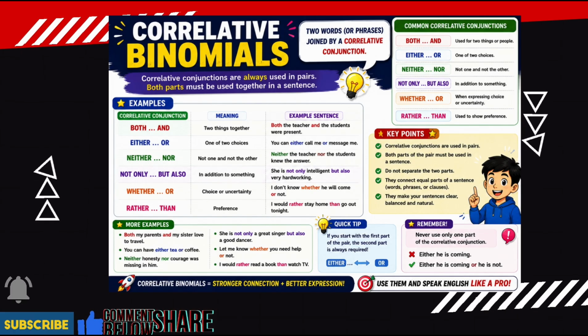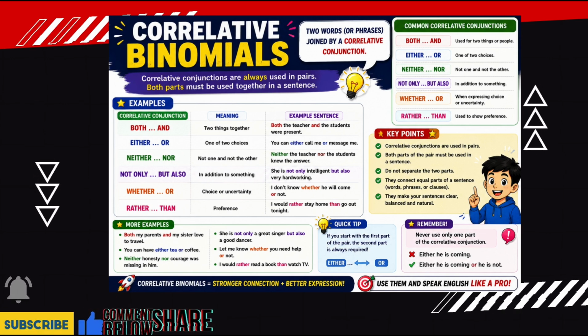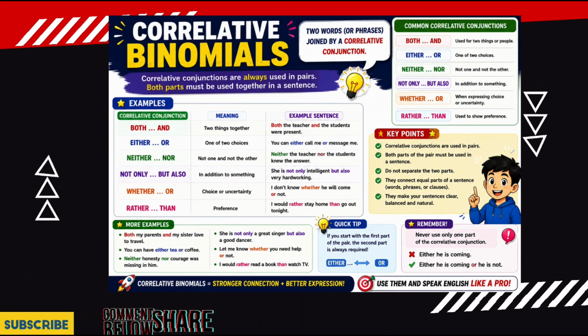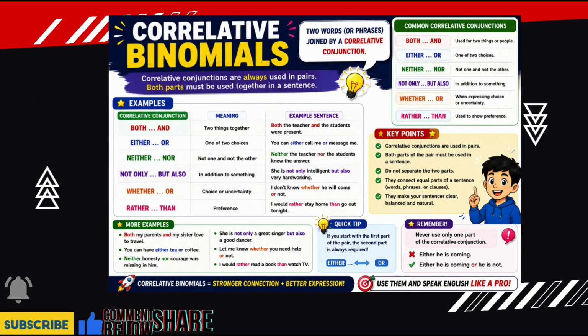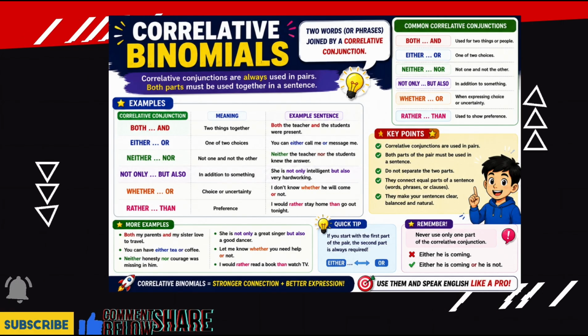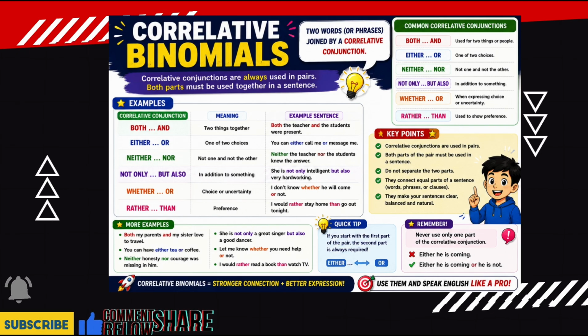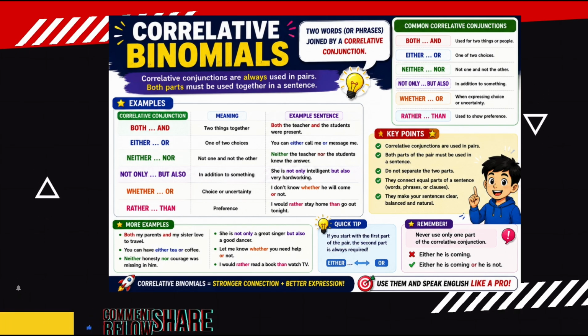Quick tip: if you start with the first part of the pair, the second part is always required. So either and or will always be correct, rather than either or or used separately. Then the sentence will not be a binomial.